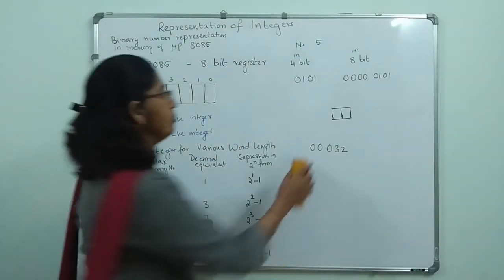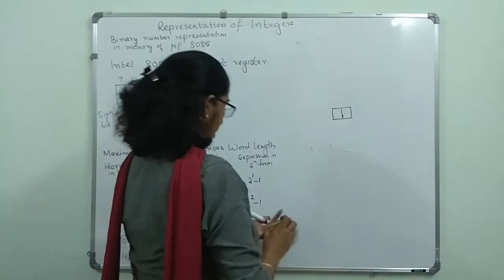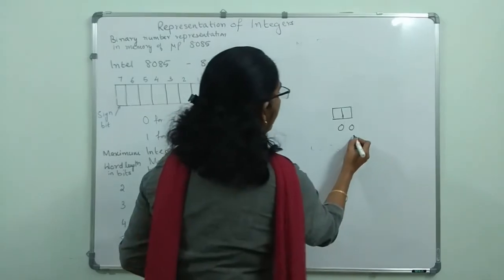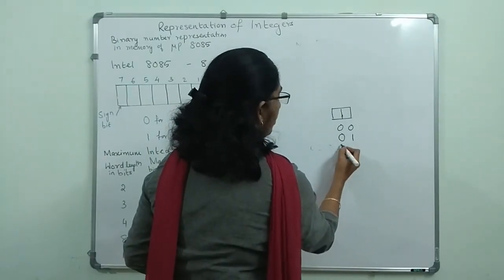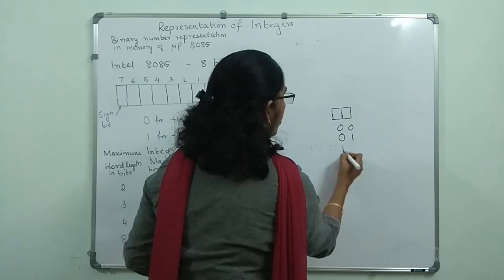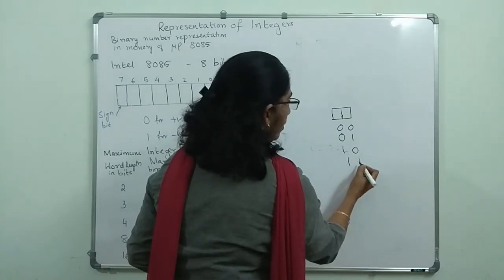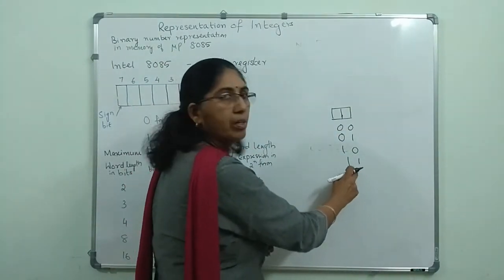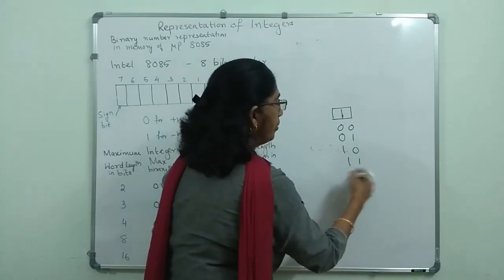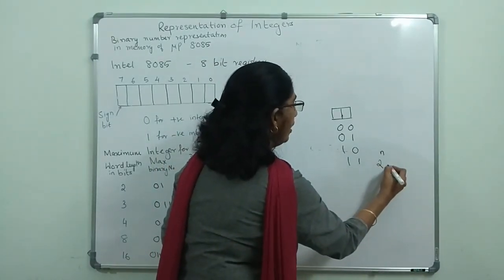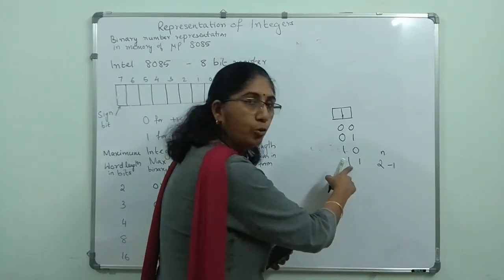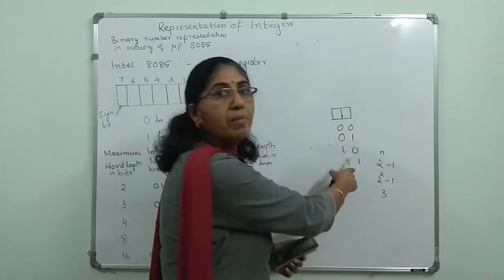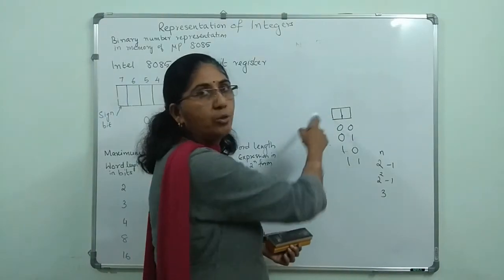You can write out what are the possible values in these locations. First value it can have is 0, 0. The next value it can have is 0, 1. Next it can go to 1, 0. Then 1, 1. So in this 2-bit arrangement, the maximum value it can have is 1, 1, which represents 3. It has got n bits, so 2 raised to n minus 1. Here n is 2, so it is 2 raised to 2 minus 1. The value is 3. So 3 is the maximum value you can give in a 2-bit register.